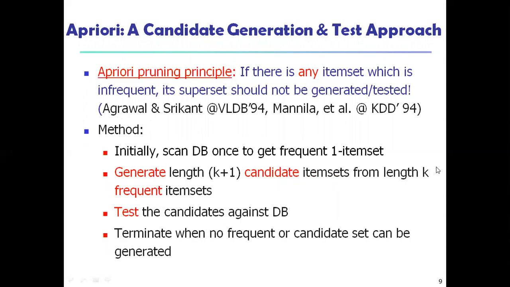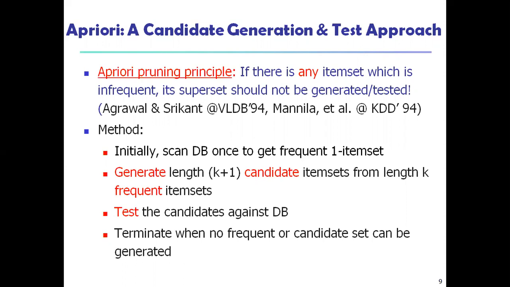The first one is Apriori, the candidate generation and test approach. This is mainly used for candidate generation and testing. The Apriori pruning principle says that if any item set is infrequent, its superset should not be generated or tested. Suppose any item set is not among the frequent items, then it can be pruned out. That is what the Apriori algorithm says.